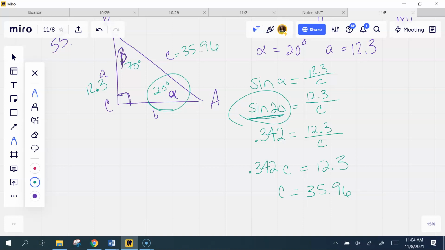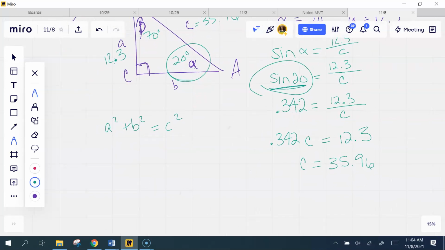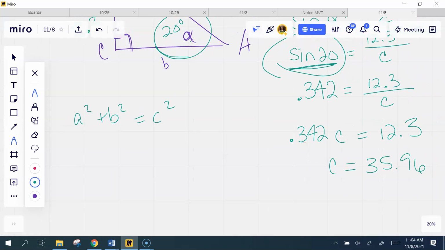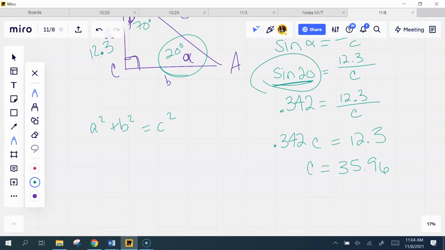Now I have one side, one hypotenuse. Can I find the other side? How? Pythagorean theorem, that's exactly right. I'll leave y'all to find the third. So your homework tonight is going to be, finish this one too. Go back and look at, finish that third side.